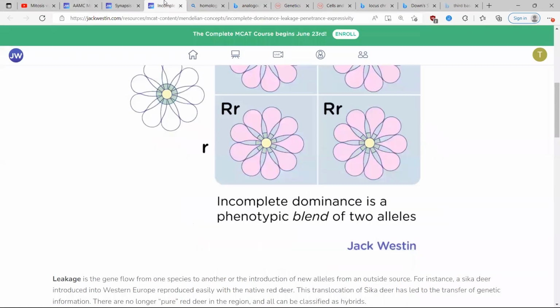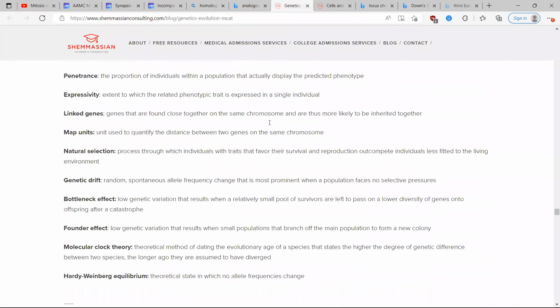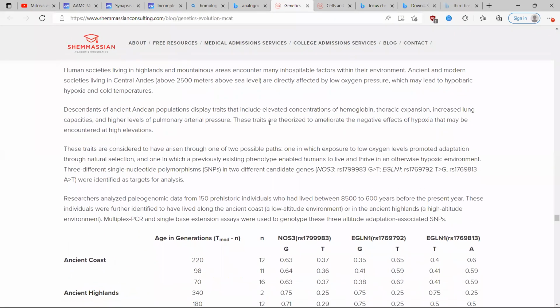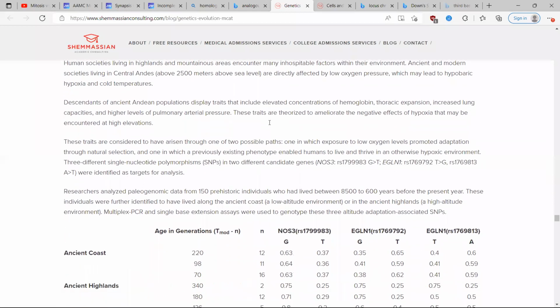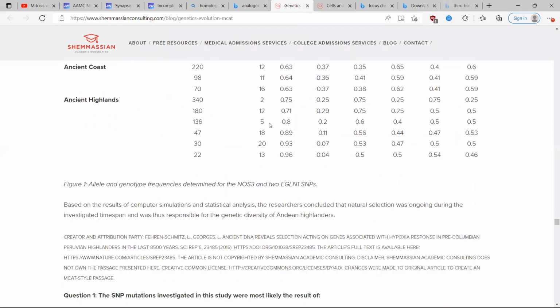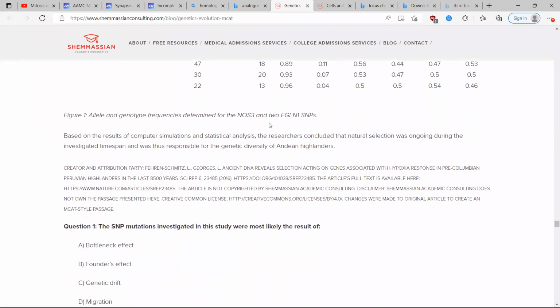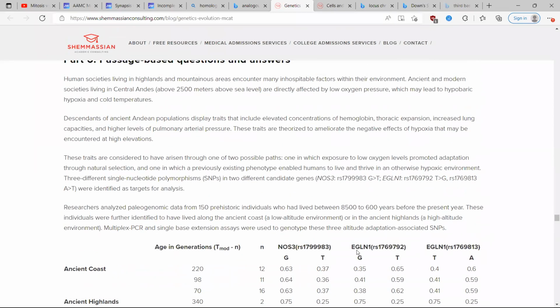Okay, let me see, where were we? Does this have any problems? It does have some problems. Oh, interesting. Ooh, what is this? SNP mutations. Oh, kind of cool. Okay, so do you guys want to do questions now?